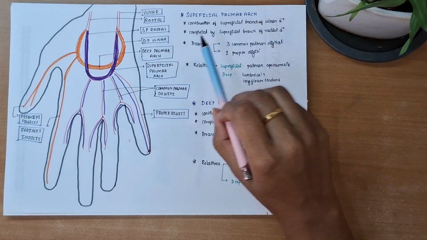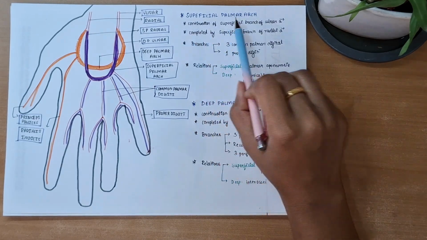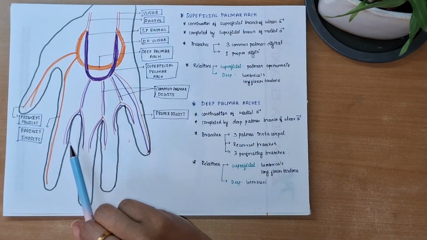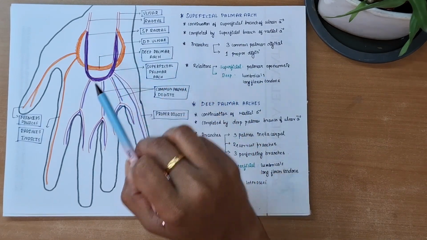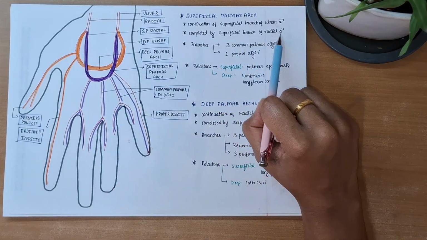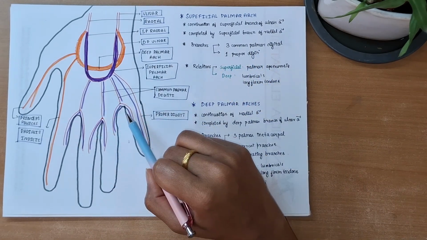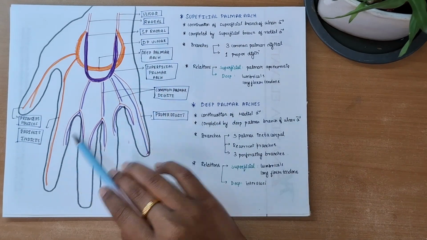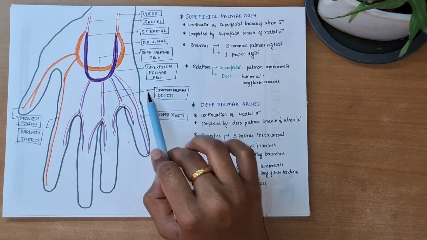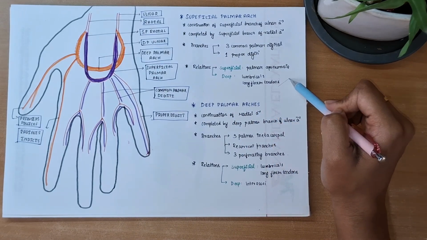Let us now discuss superficial palmar arch and the deep palmar arches. Superficial palmar arch is the continuation of the superficial branch of ulnar artery, and it is completed by the superficial branch of radial artery. It gives three common palmar digital and one proper digital branches. Relation: superficially, it is related to the palmar aponeurosis, and in the deep, lumbricals and long flexor tendons.